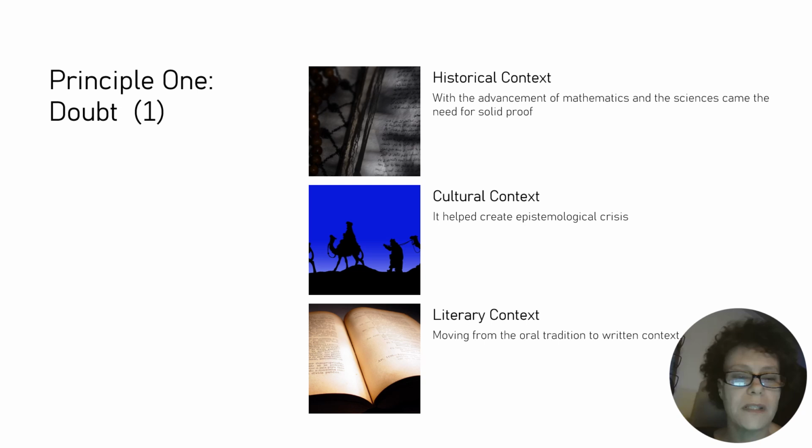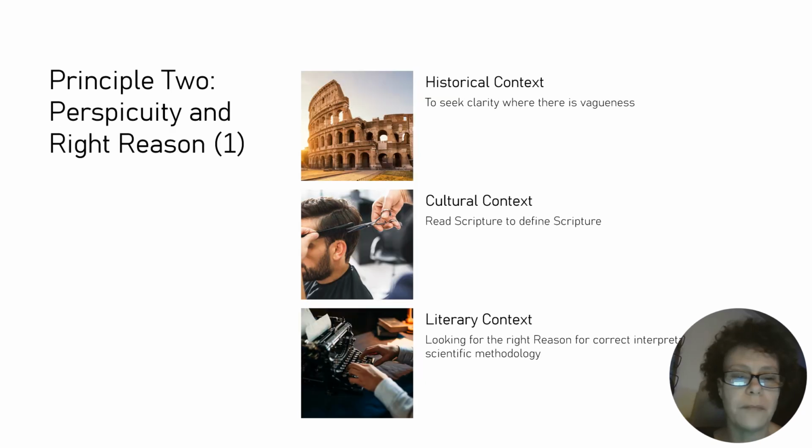The second principle is perspicuity and the right reason. Perspicuity is wanting to seek clarity where there is vagueness. In our culture, we want to read scripture within the scriptures, so we're looking at one verse to understand through another verse. However, when we look at it in the literal context, we want to look for the right reason. Are we interpreting it correctly, using the scientific methods that we've employed throughout everything that we have done in all of our lives, whether it's medicine or other?